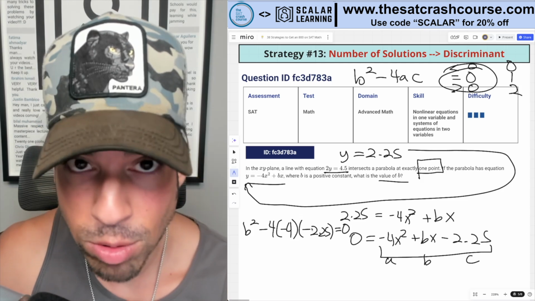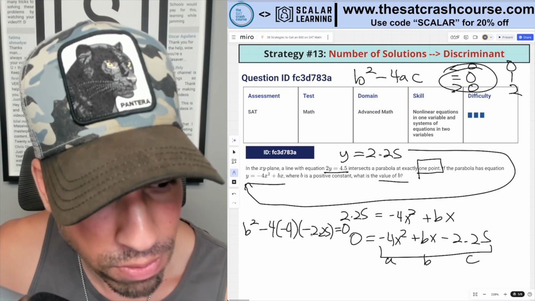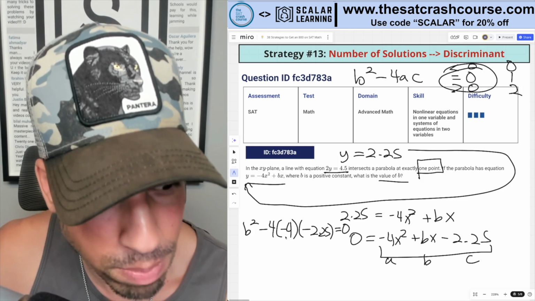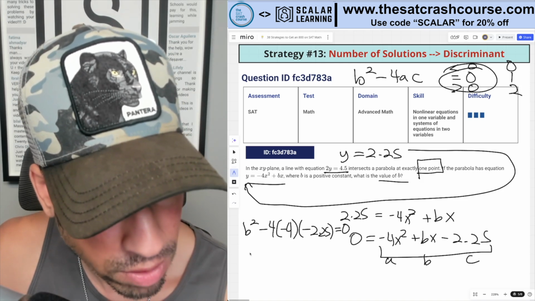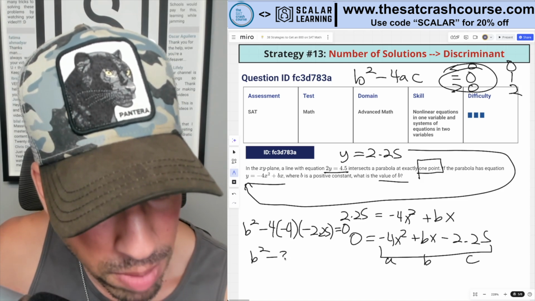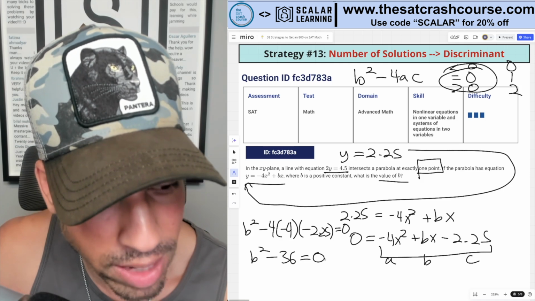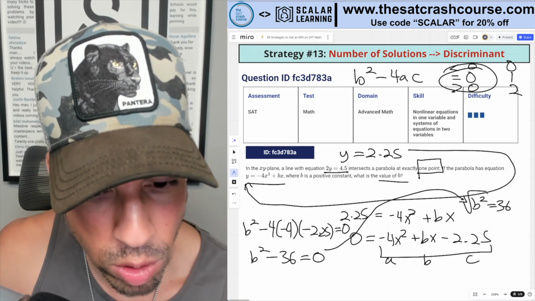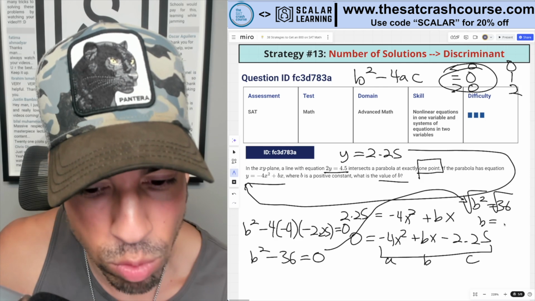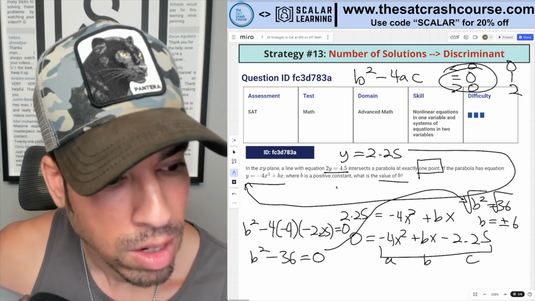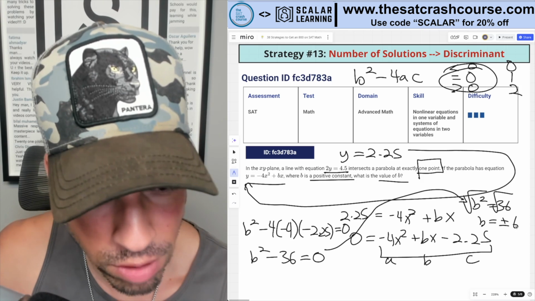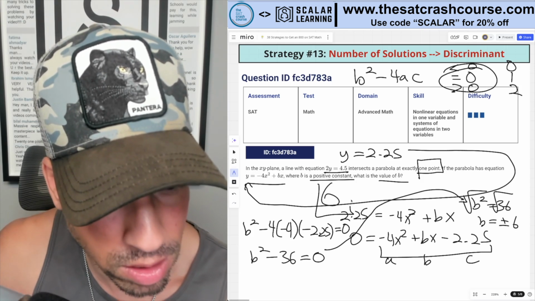Now we can do this in Desmos. I'm going to do it mentally just for fun. So negative 4 times negative 2.25, that's 8 plus 1 is 9, positive 9. And then 9 times negative 4 is negative 36. So b squared minus 36 is equal to 0. Add 36 to both sides. B squared equals 36. Take the square root, and b equals plus or minus 6. Now again, since I said b is a positive constant, we're going to take the positive version of this, which is 6, which means 6 is the winner.